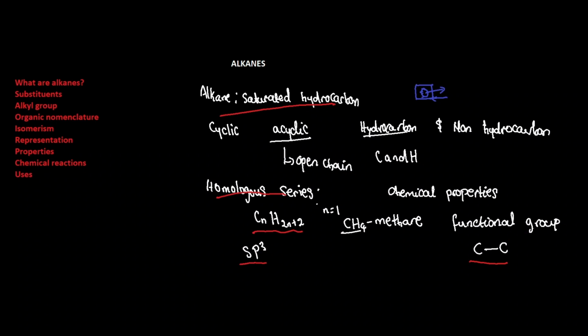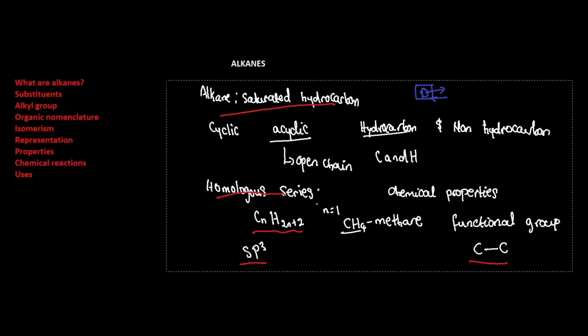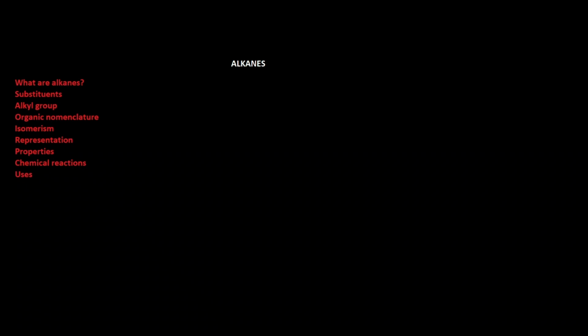And so alkanes are not able to carry out addition reactions because of their saturated nature. Now moving forward, we want to look at the idea of substituents. So what are substituents? We have already established the fact that a hydrocarbon is made of carbon and hydrogen.